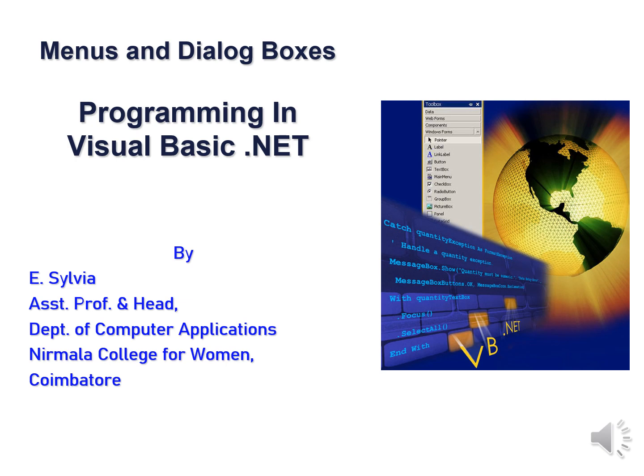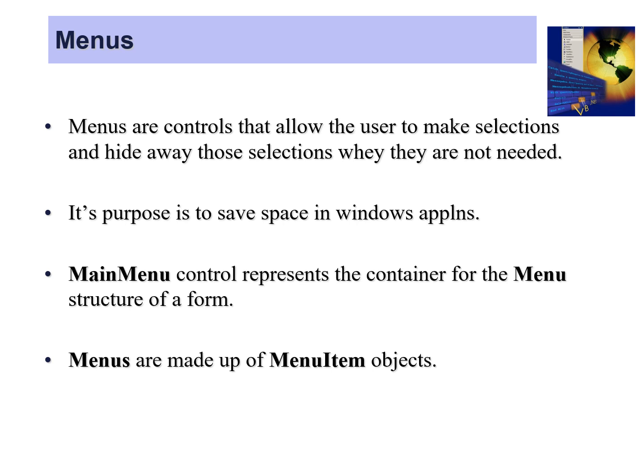Today we are going to see menus and dialog boxes in VB.NET. Menus are controls that allow the user to make selections and hide away those selections when they are not needed. The main purpose is to save space in Windows applications. The main menu control represents the container for the menu structure of a form. Menus are nothing but menu items.